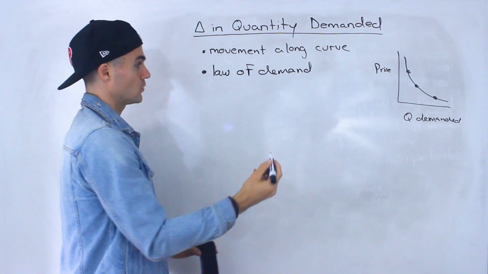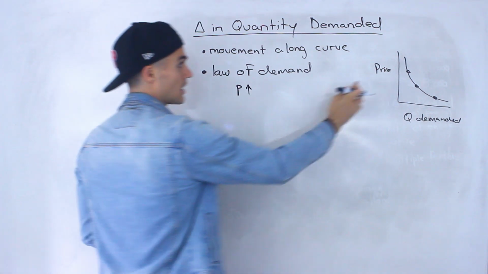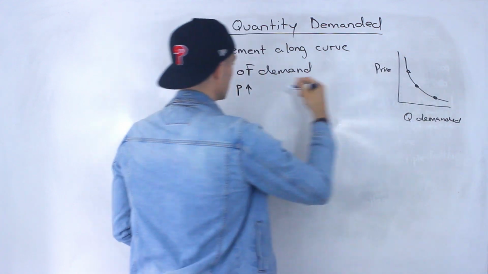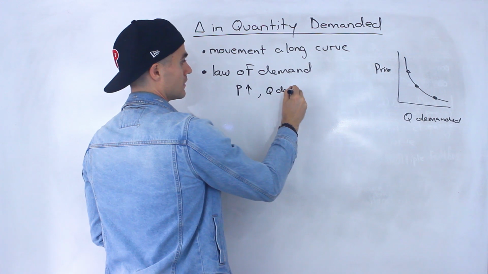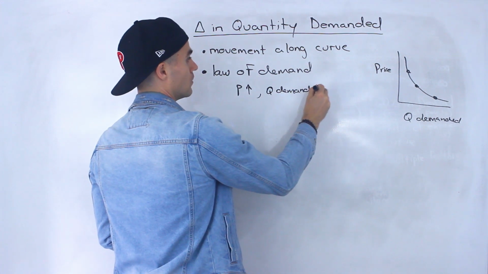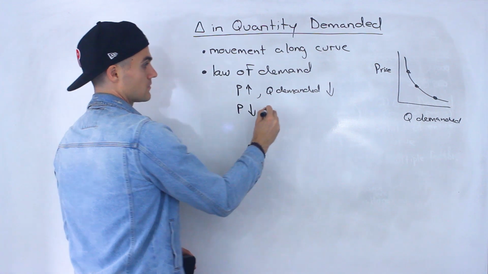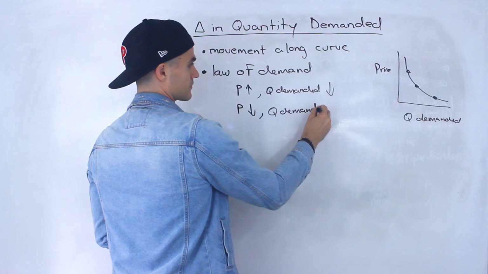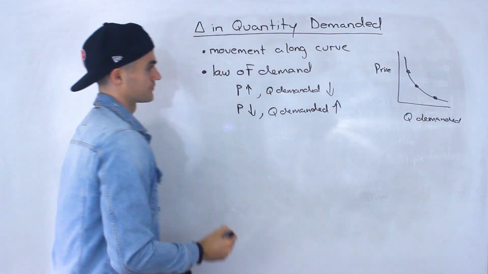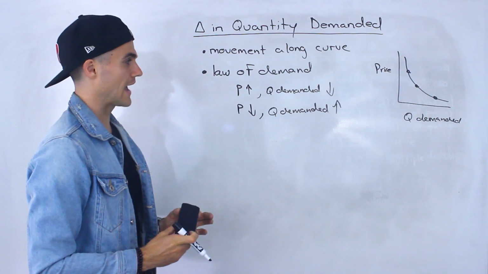And as we know with the law of demand, as a price goes up, the quantity demanded is going to go down. And then as the price goes down, the quantity demanded is going to go up. And we went through a simple example of why that happens.